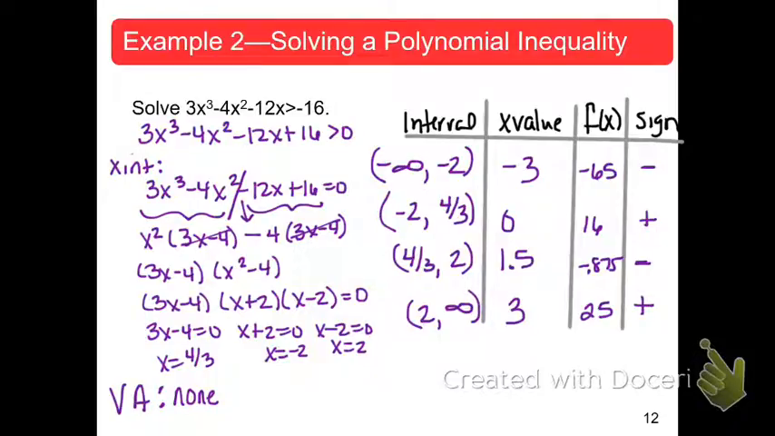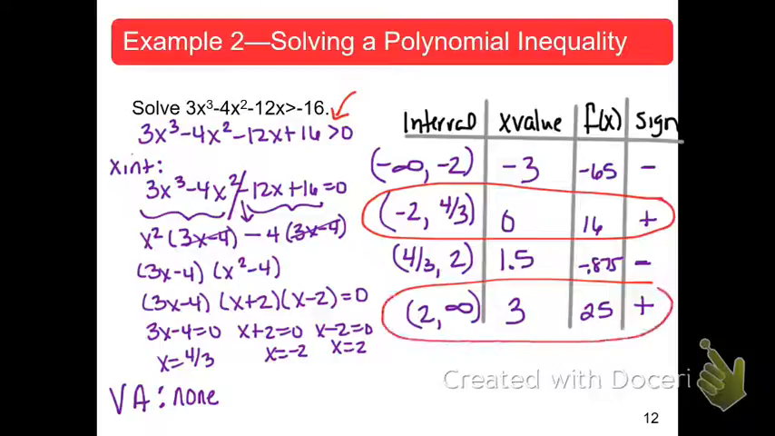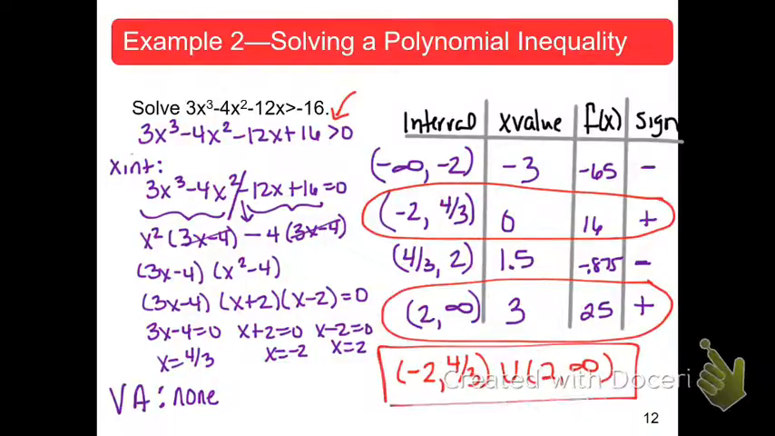So remember, the final step there is to look back at your problem. What did it say? It said greater than 0. And so what kind of numbers are greater than 0? Well, positive numbers are. So anywhere that has a positive is going to be my solution set. So I see here, I've got 2 of them that are positive, so I have 2 pieces to my solution. So it's from negative 2 to 4/3, and it's from 2 to infinity. Make sure you use the little U symbol there to mean and, okay guys? All right, great job.